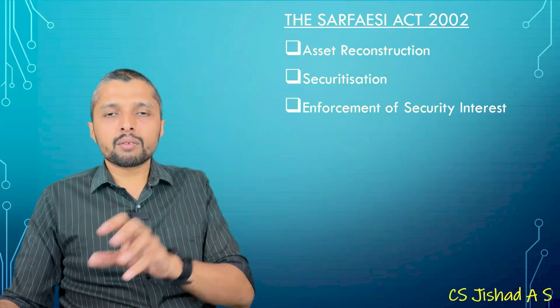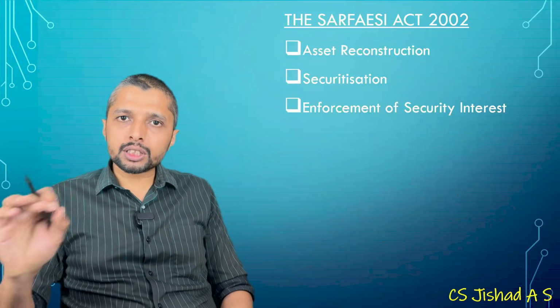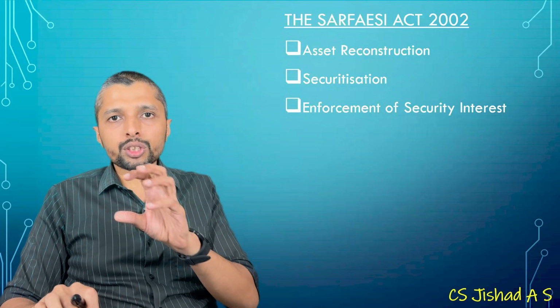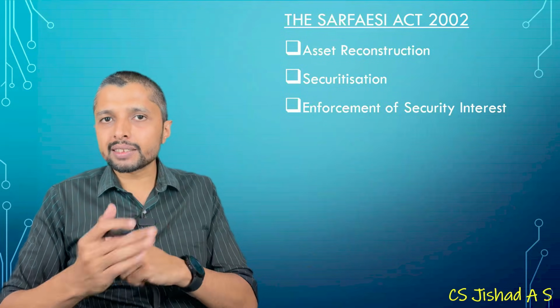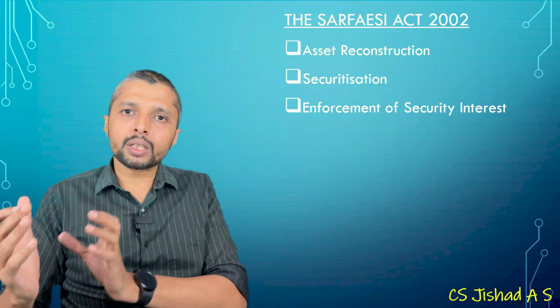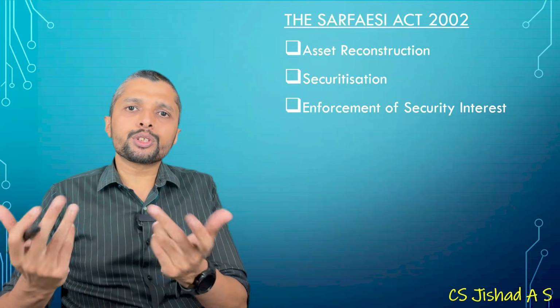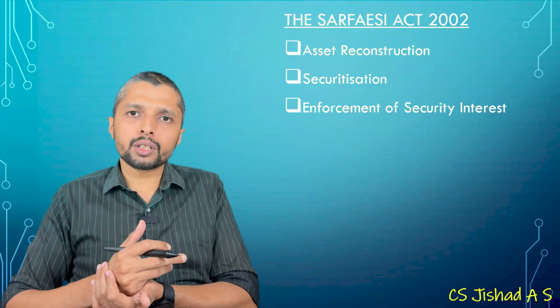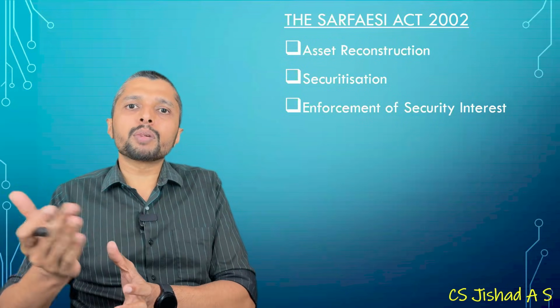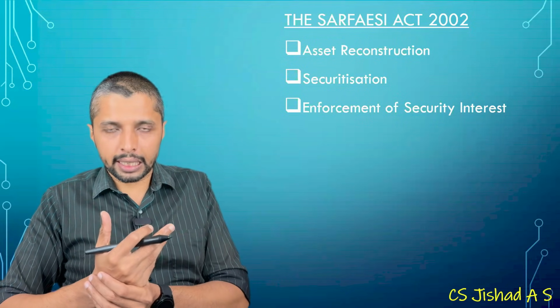Okay. Then we'll move to the SARFAESI Act, which comes under the banking laws related to banking companies. This is a provision to avoid non-performing assets of a banking company. So if a banking company has given a loan to a certain person, for so many years, maybe 40, 50 years, what they will do is give this loan to another company which is known as Asset Reconstruction Company, ARC.